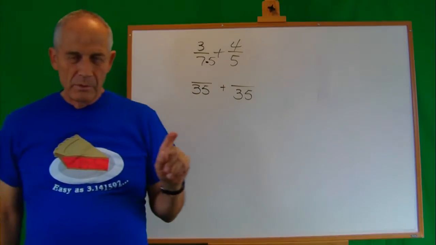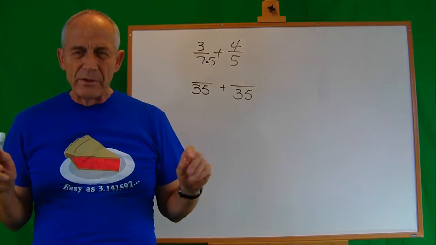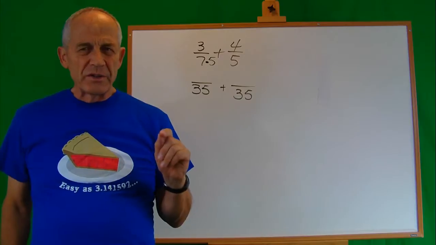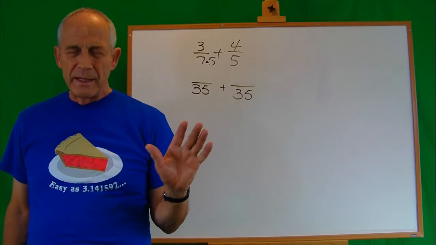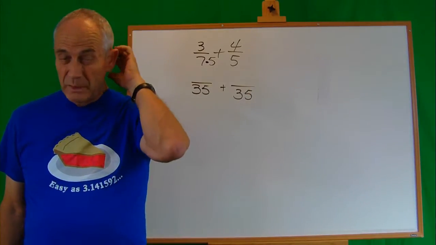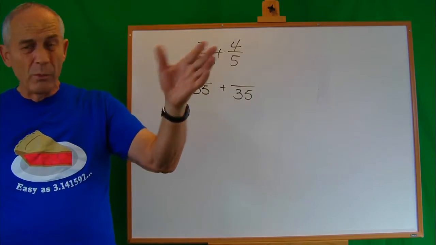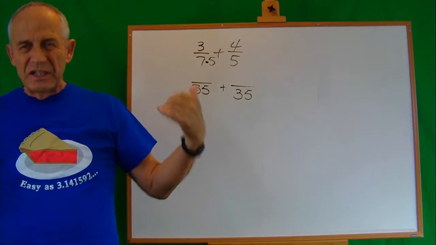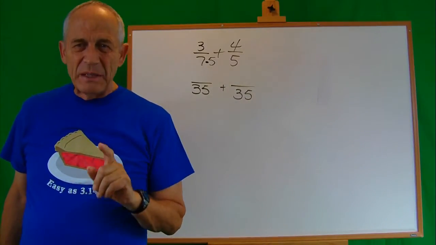But remember, we don't want to change our fraction. We don't want to change its value. We just want to change the way it looks. Now, there is a number that we can multiply things by that doesn't change the value. Does anybody remember what that number is? Okay, 1. 1 times anything is just that same number. Now, it doesn't actually have to be a 1.